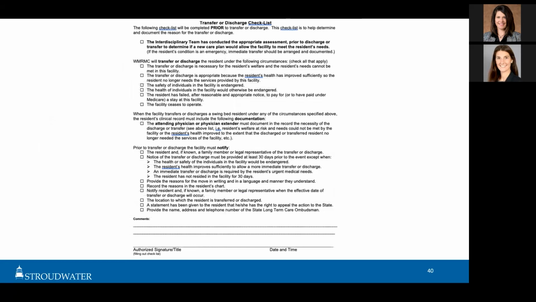And then last form here is around the transfer or discharge checklist. So this is completed prior to transfer or discharge, and it really helps to determine any reasons for transfer and discharge. Again, it's around the interdisciplinary team has looked over this patient's plan of care. And then the transfer or discharge was due to the following. And, you know, a lot of times it's just the transfer or discharge is appropriate because the patient's health has improved, so they no longer need swing bed services. And so that one would be checked.